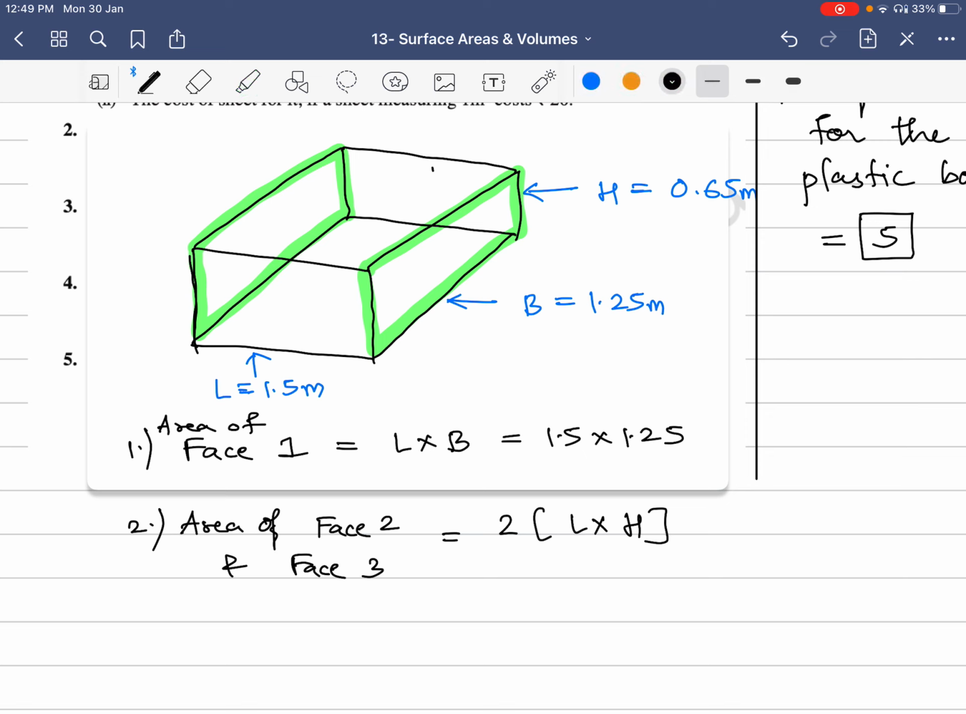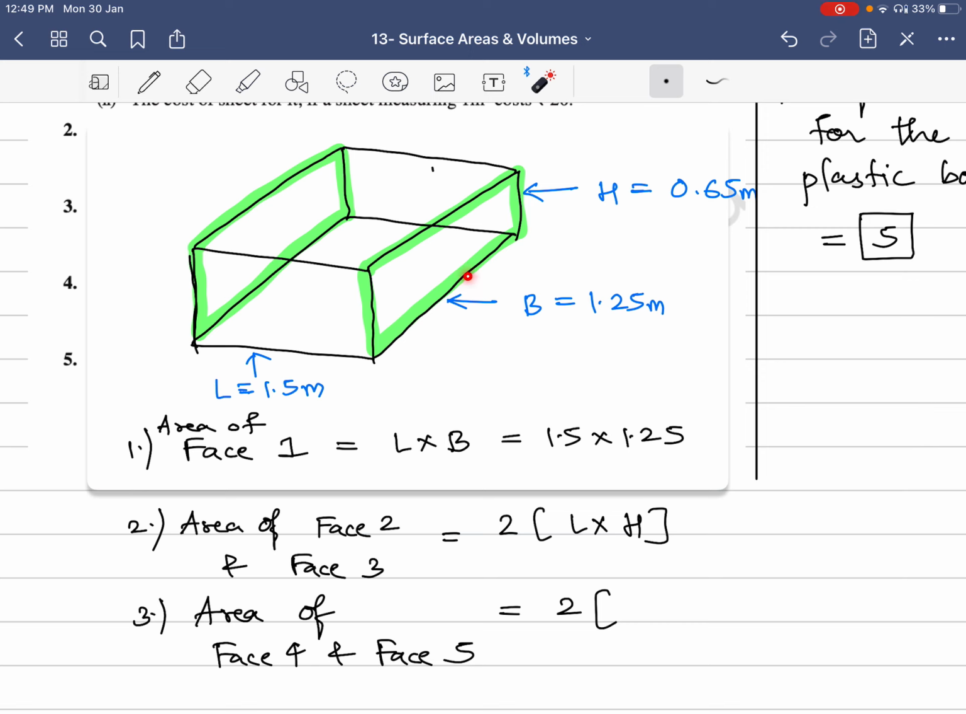Okay, so I'm just going to write here point number 3. Area of face 4 and face 5 is equal to 2 times, because there are two of them. Now this is breadth B and this is height H, so it's B and H. Same here, B and H. So it's going to be B into H.